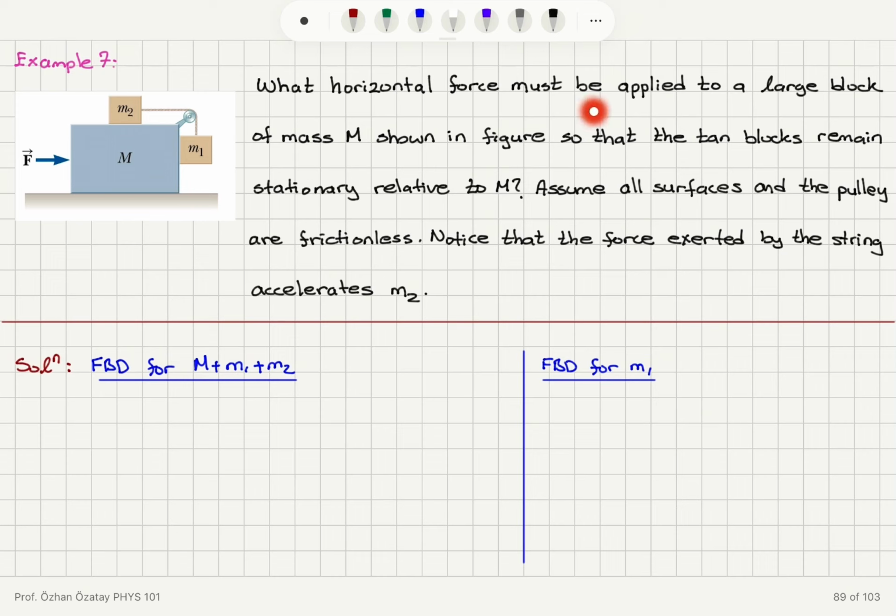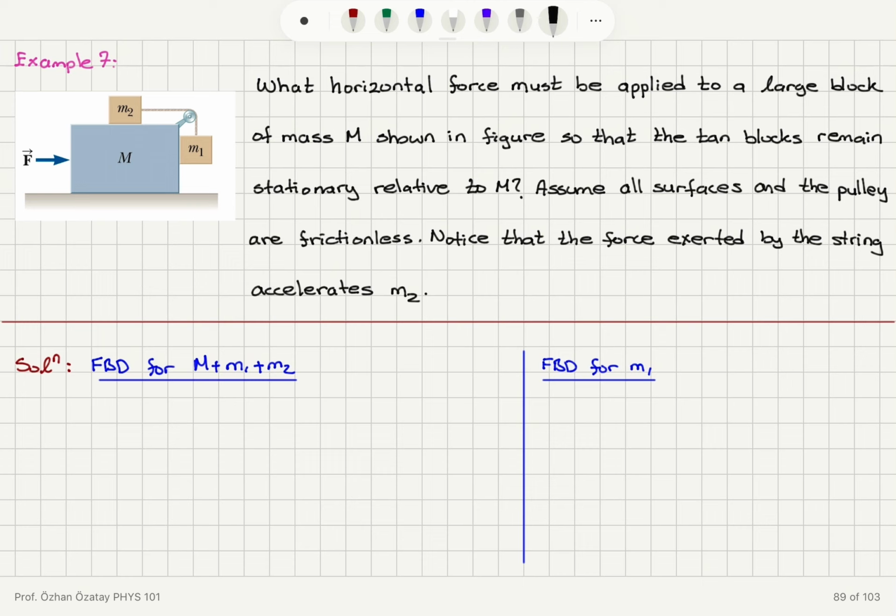What horizontal force must be applied to a large block of mass capital M, shown in figure, so that the blocks remain stationary? These will remain stationary relative to M, so they will move all together. M1 and M2 will not move with respect to capital M. Assume all surfaces and the pulley are frictionless. Notice that the force exerted by the string accelerates M2.